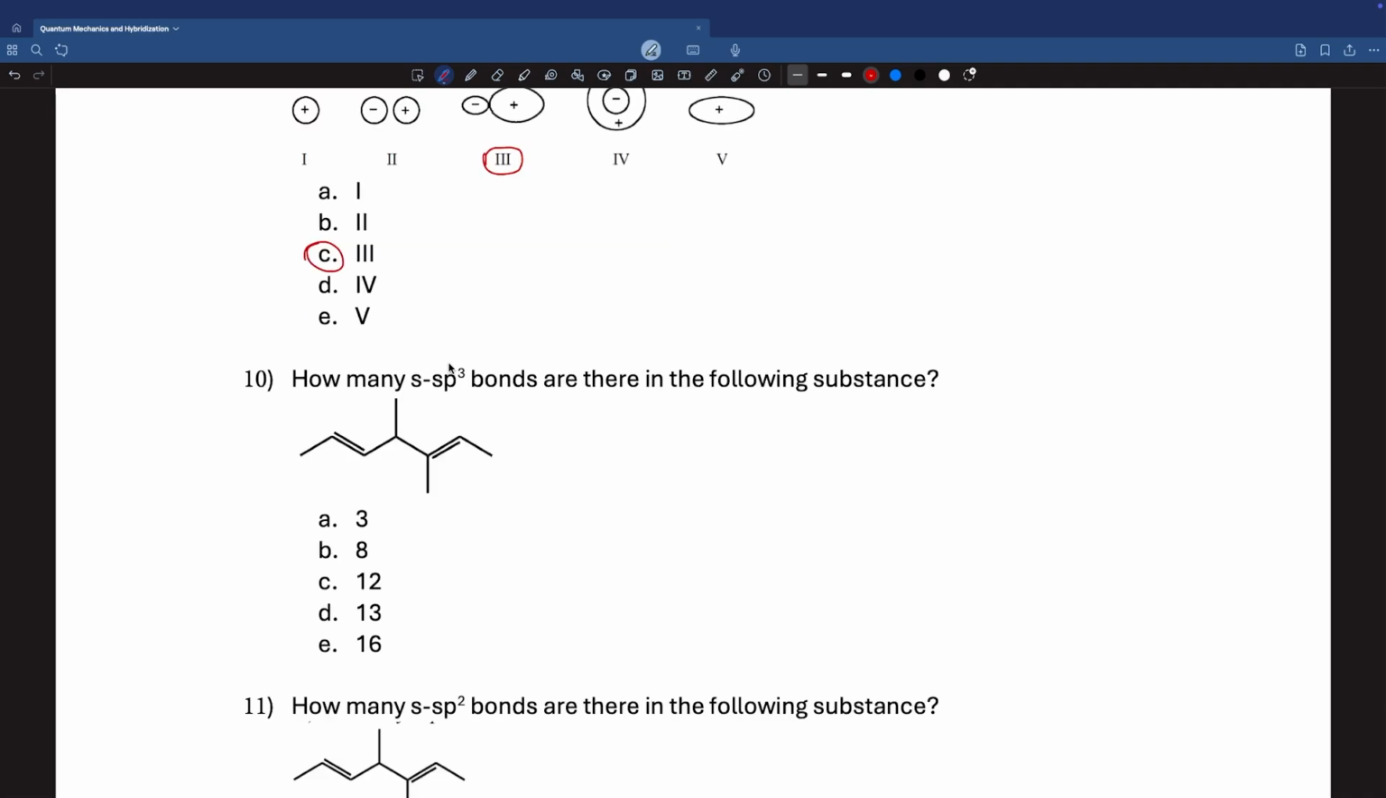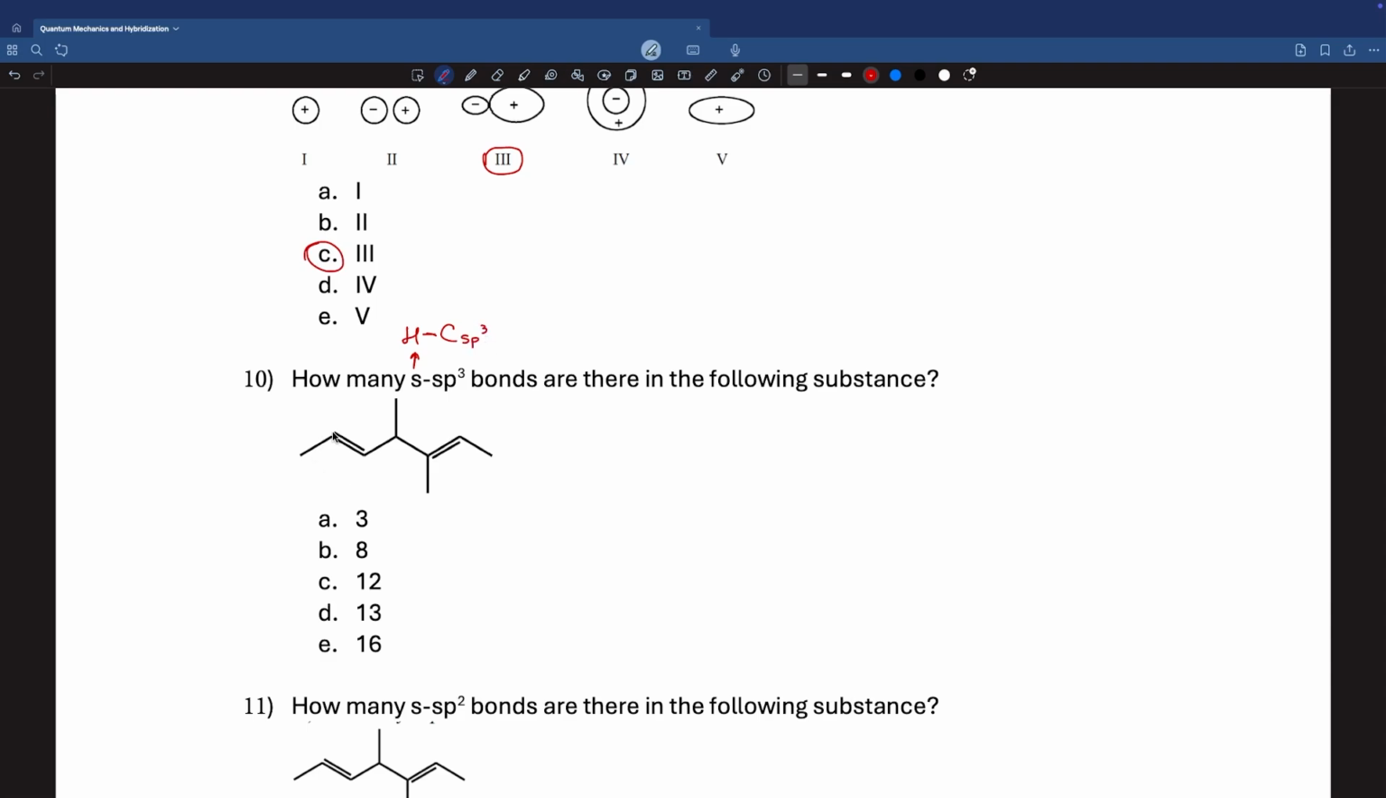The next question is asking us how many sp3 bonds are there in the following substance. And so you might be confused, well, what is this really asking me? But realize S probably means we have hydrogen, right? In this structure, we only have carbon and hydrogen. And so it probably is asking you for hydrogens bonded to sp3 hybridized carbons.